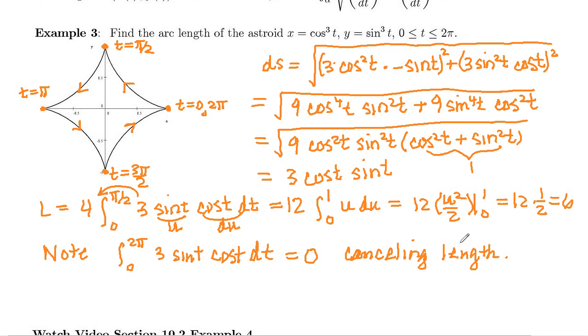So the moral of the story is that if you have symmetry, you should use it. And if you get 0 for an answer for length or for area, then you had some canceling go on inside there. If you get a negative answer for length, then you just want to change the sign to a positive. So it just depends on how things are oriented.